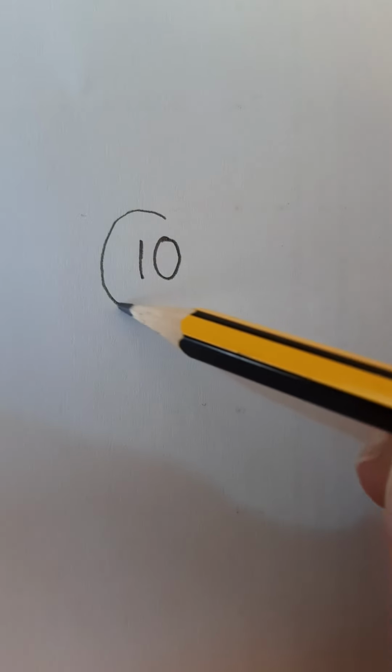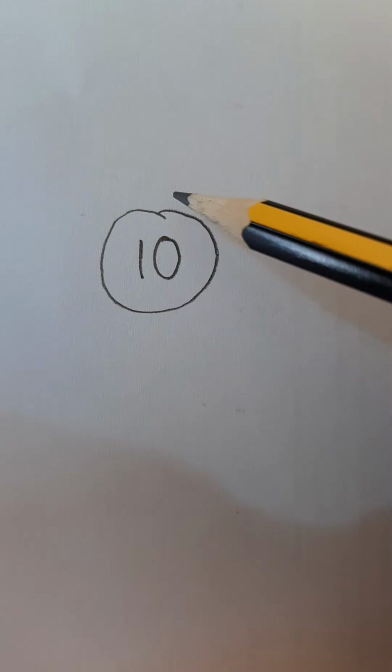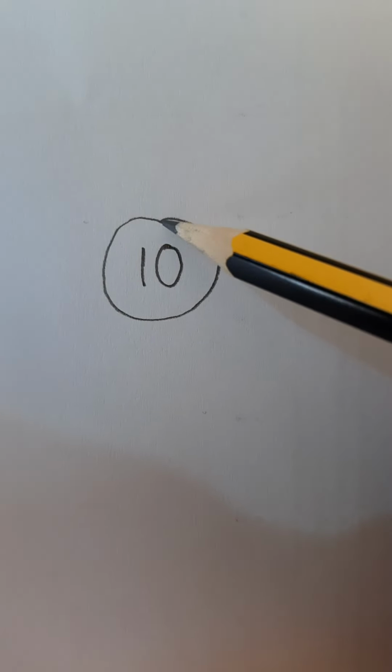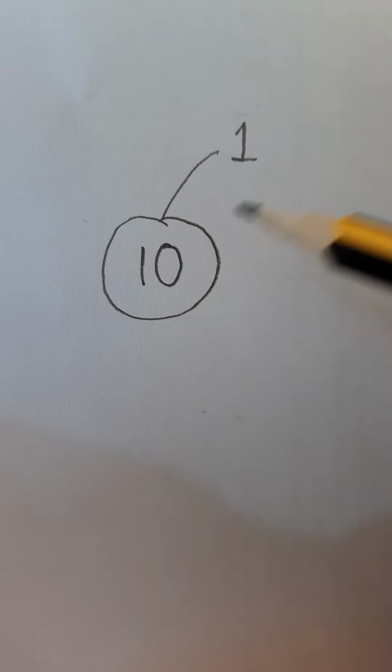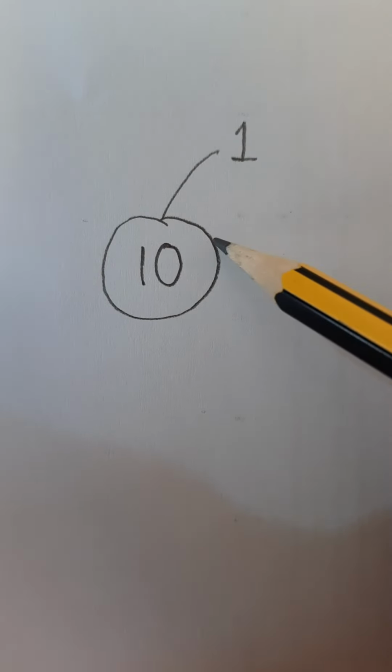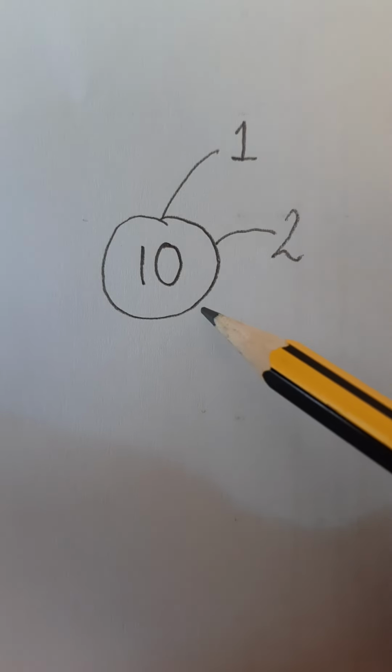I've got the number 10. I'm going to put a circle around it. So what are the factors of 10? Well, I'm looking for numbers that go exactly into 10. So let's have a look. We've got the number 1. Okay, we've got 10 ones there. We have the number 2. Okay, there are 5 2s there.